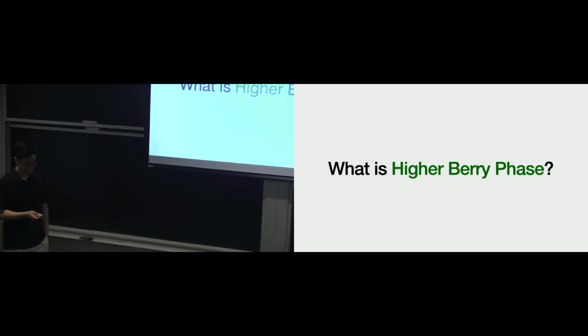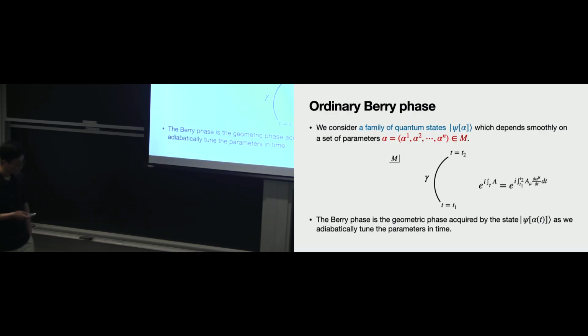So what is higher Berry phase? Let me first remind you what an ordinary Berry phase in quantum mechanics is. The context is as follows. We have a family of quantum states, psi alpha, where alpha is a collective notation for a set of n parameters, which is inside some parameter space M. We consider a family of Hamiltonians which depend on these parameters, and then psi alpha is the set of ground states.